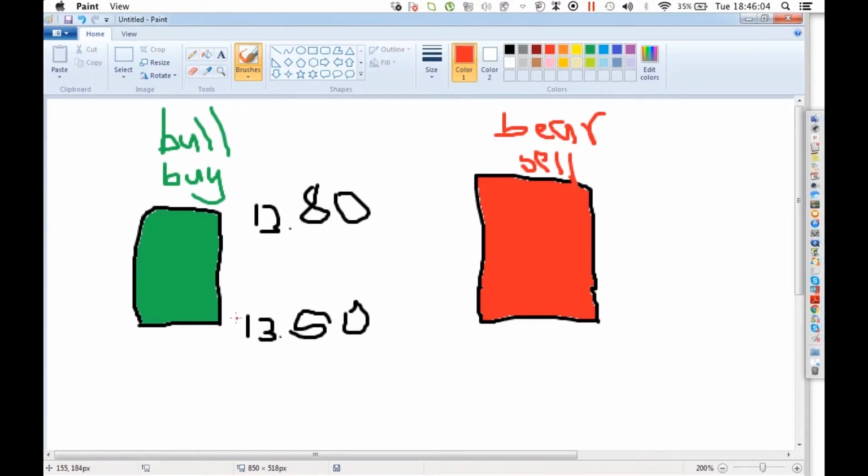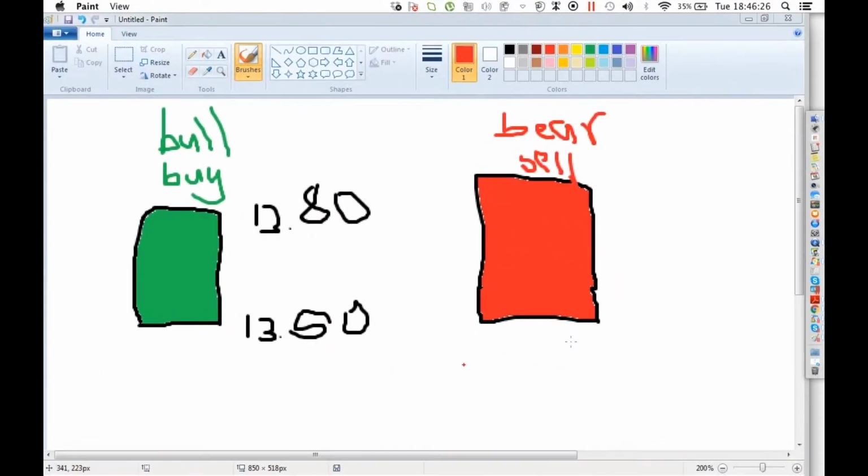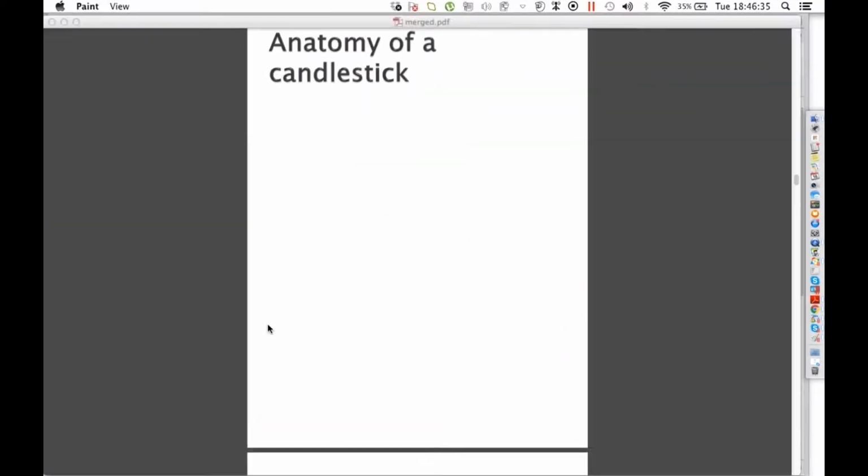So that's the anatomy of a candlestick. Maybe if price went from down here to up here, then it was a buy, and this is how the candle will look. Or if price went from 13.80 down to 13.50, then that would be a sell, and the candle will look like this. So that's the anatomy of the candlestick. Please make sure you get it. If you do not understand it, please contact us and we'll try to assist you there.